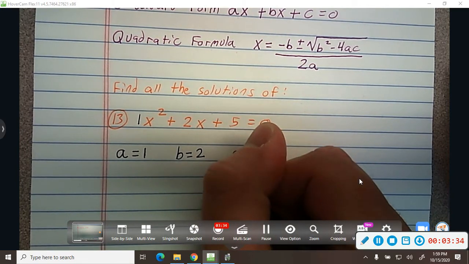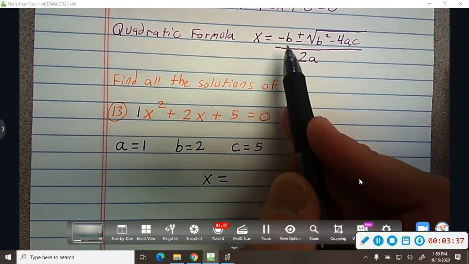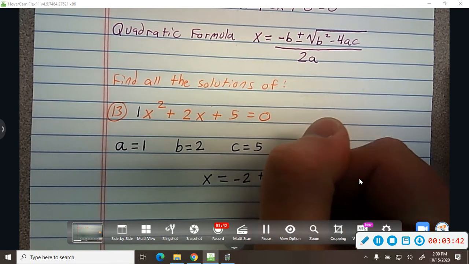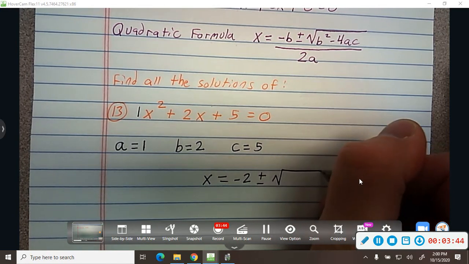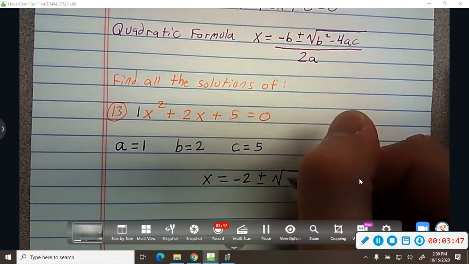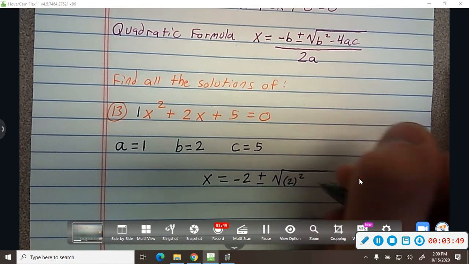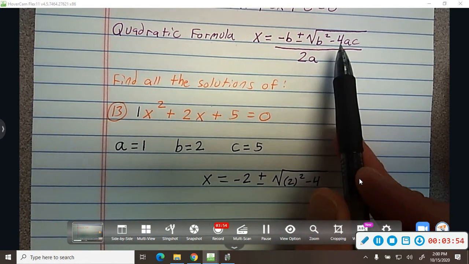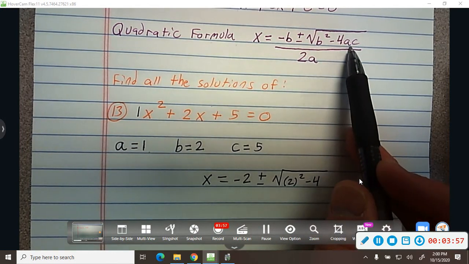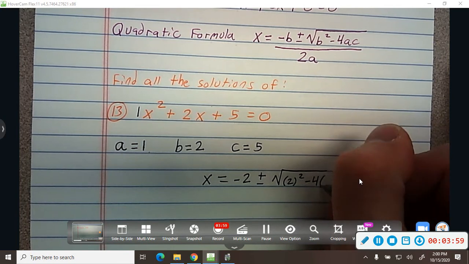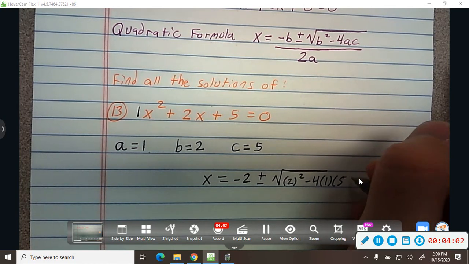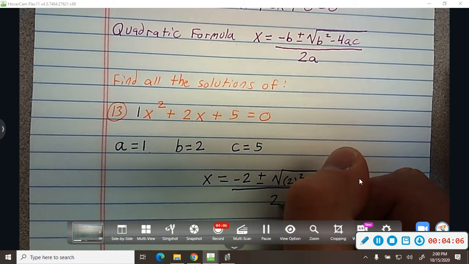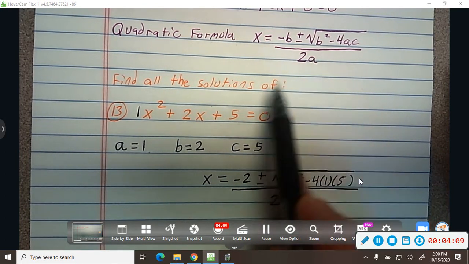So the solutions are, you take negative b, b would be 2, so it would be negative 2, plus or minus the square root, take your b and you square it, minus 4, and I'm going to substitute a, which is 1, and c, which is 5. And I'm going to divide that by 2 times a. a is 1.